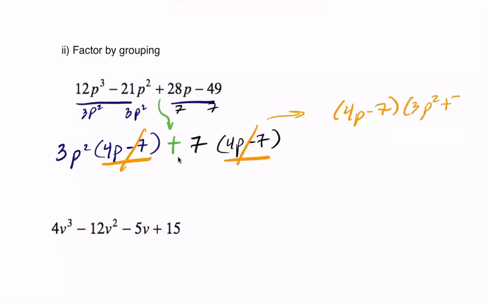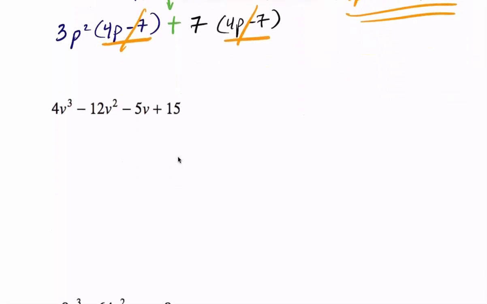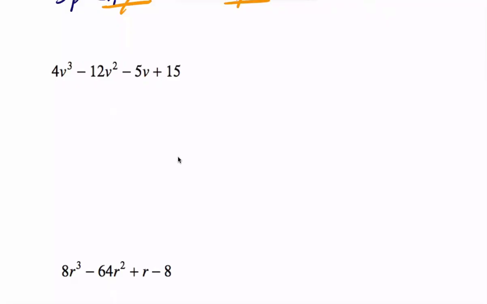3p squared plus 7. Then you just factor by grouping. So I'm going to do another one real quick. I'm going to do a couple. So same idea here. I'm going to go a little faster. These have a 4b squared in common. Divide all of them by 4b squared.